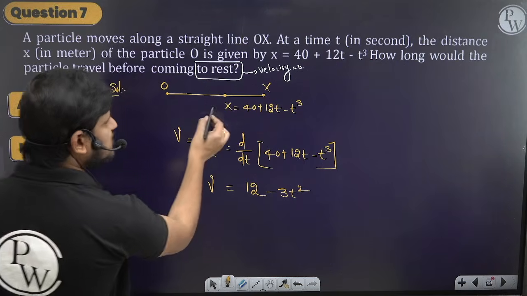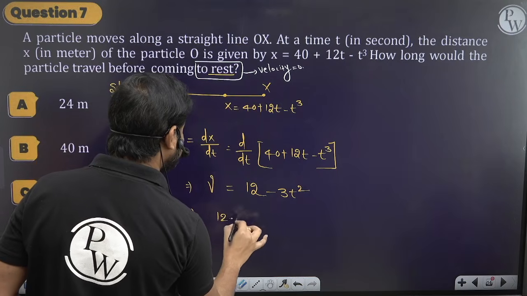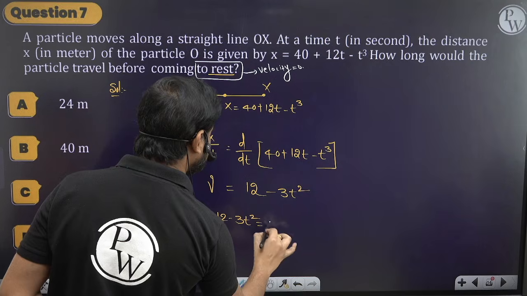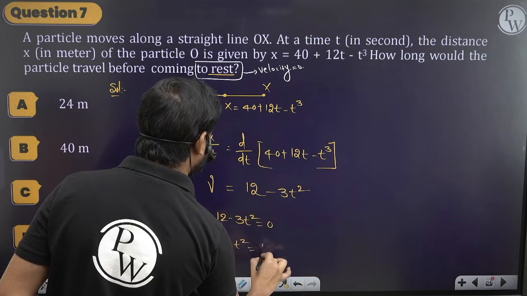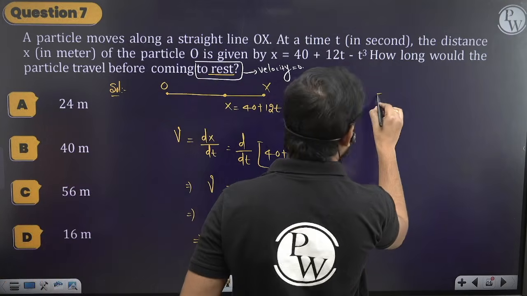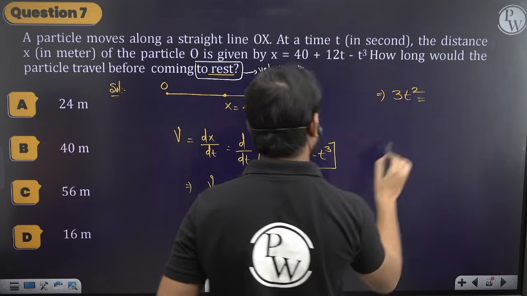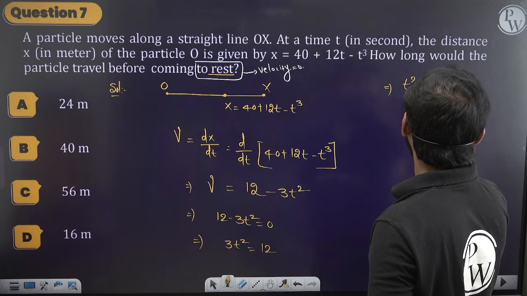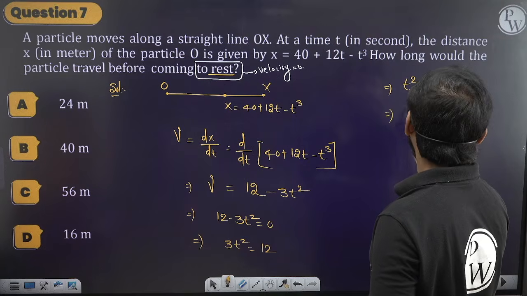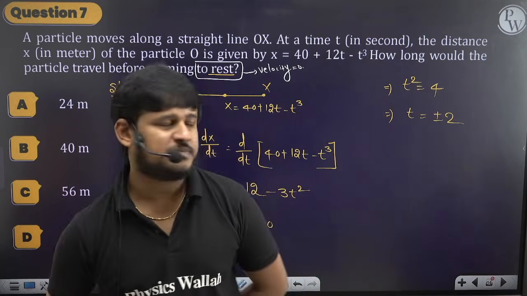This velocity they are saying equals 0. So I can write 12 minus 3t square is equal to 0. From here 3t square is equal to 12. So t square is equal to 12 by 3, which is 4. t square is equal to 4. From there t is equal to plus or minus 2.